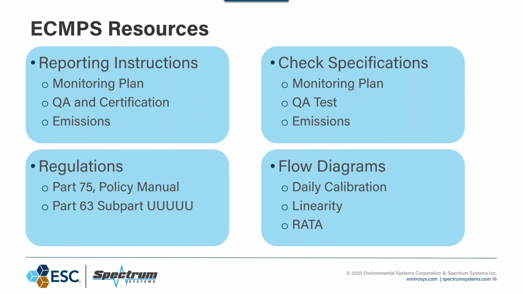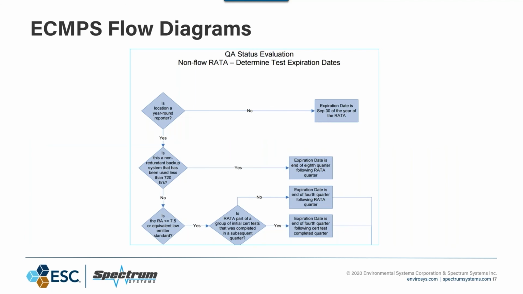as well as flow diagrams. And I will be showing here an example. This is coming out of the policy manual, if you're trying to determine a QA status. Again, we've probably seen a lot of flow diagrams before. Are you a year-round reporter? Are you using a redundant backup? And if you're not, is your relative accuracy less than 7.5? And it'll give you guidance to tell you when your next QA test is set to be due.